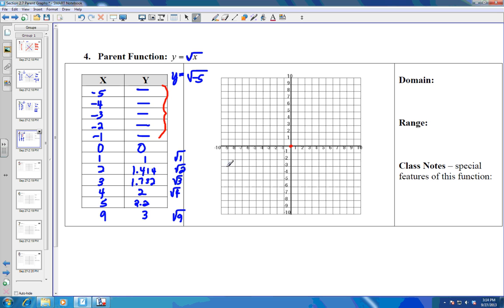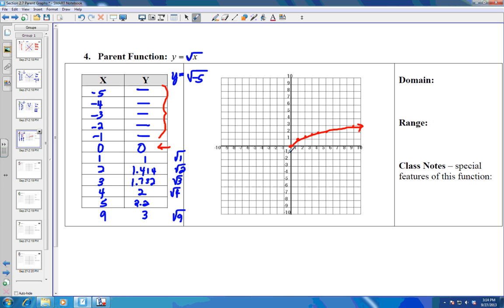So I'm going to start at 0, 0. There's this point. I can have the point 1, 1. I have the point 2 and 1.4. So 2, 1.4, somewhere around there. 3, 1.7. 4 is 2. 5 is 2.2. And I know that 9 is 3. So when I connect these, it looks like that. That's what the graph of y equals the square root of x looks like.